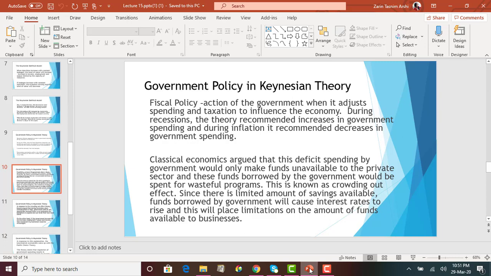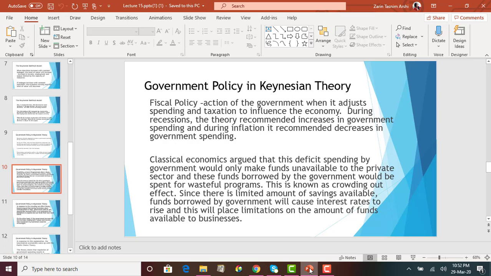If you think the bank has a set amount of funds based on savings, and now the government is going and borrowing money from the bank, then less funds will be available to businesses, so they will be able to make fewer investments. And they are saying the government will use this money for wasteful programs. These are not efficient. This theory is known as the crowding out effect, because government is taking money from the bank, and as a result it's driving out private investments.